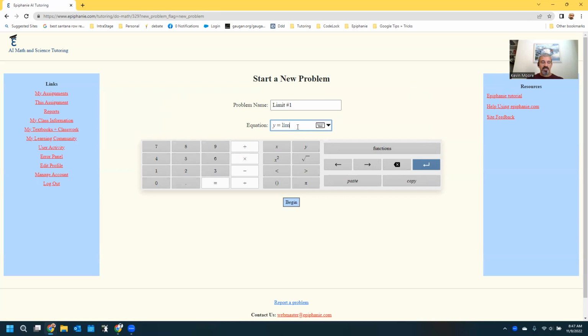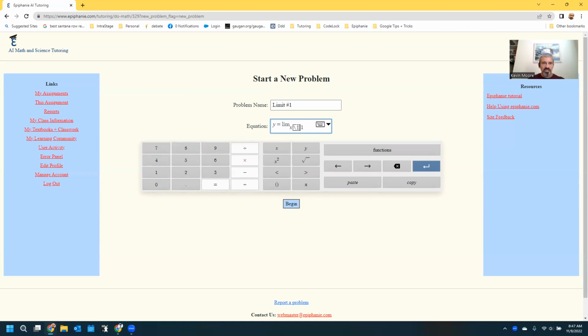Now we want the x approaches part. I'm going to hit a subscript, and I'm going to say x. Now, if I hit the approaches part, it's going to pop out of the subscript. So I'm going to put what it approaches next. I'm going to have x approaching 1, and then I'm going to hit the left arrow, go back here, and type \to, and it gives me the x approaches 1.